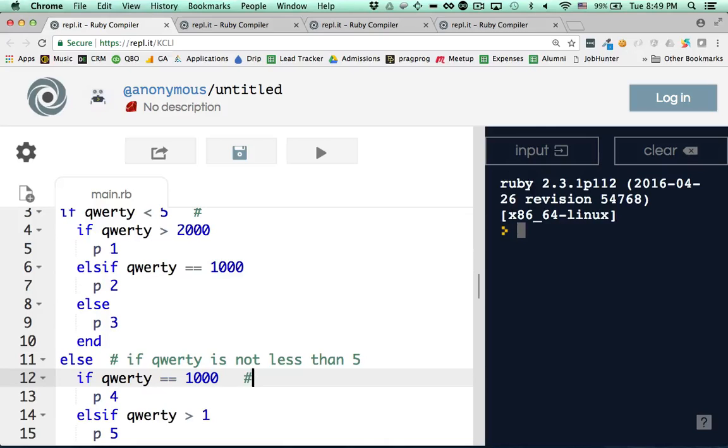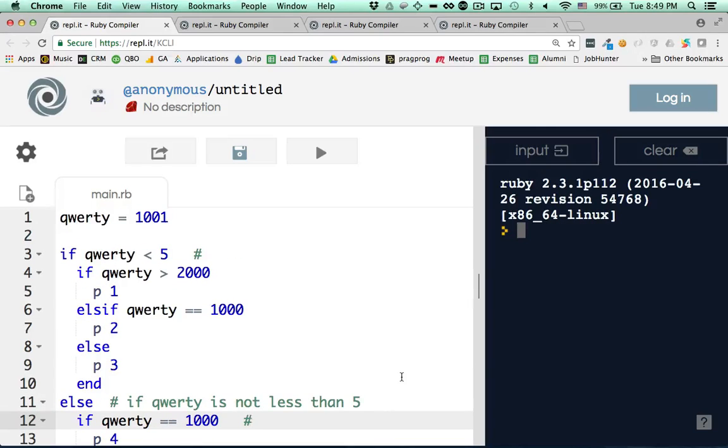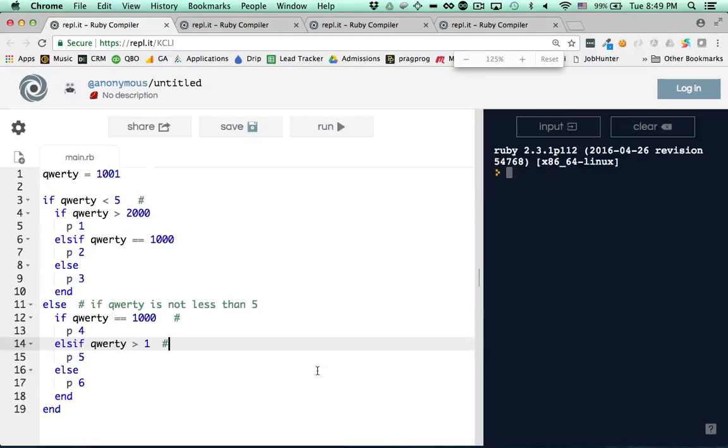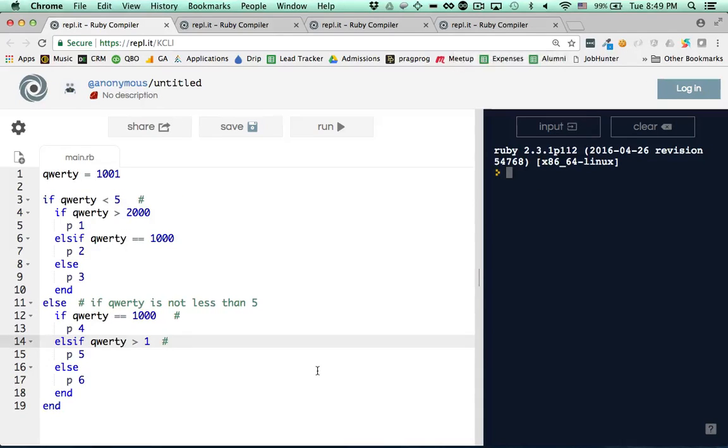If QWERTY is 1,000, is QWERTY 1,000? No, it's close. So what's the next line that gets triggered? 14. It's hard to see. Yeah, I think I'll have to reduce the font to get it all in there. Can people still see this? Yeah. Okay.